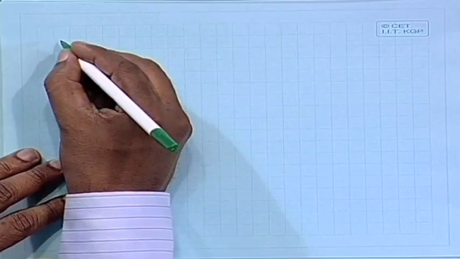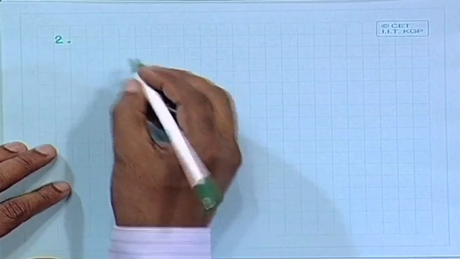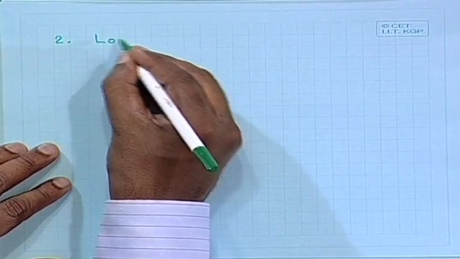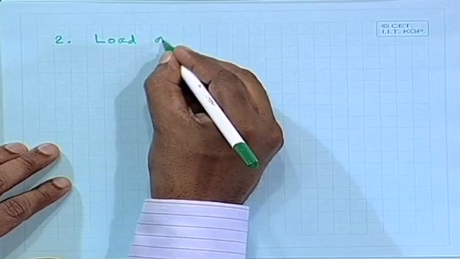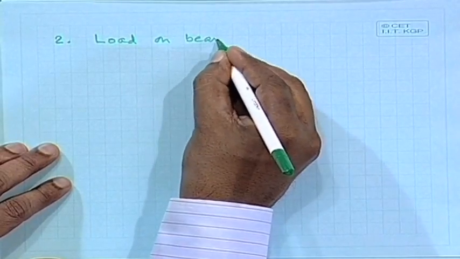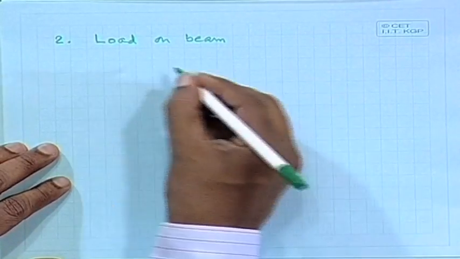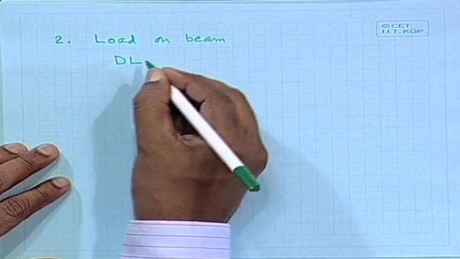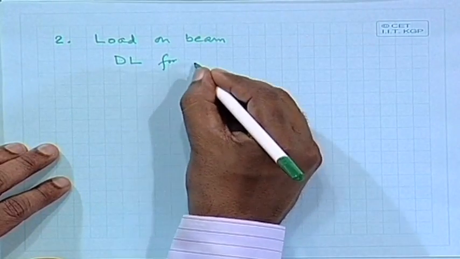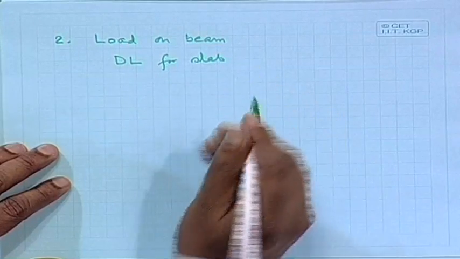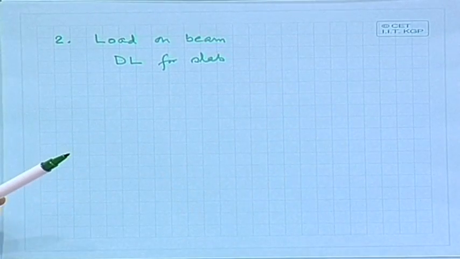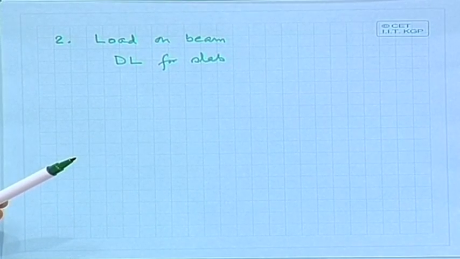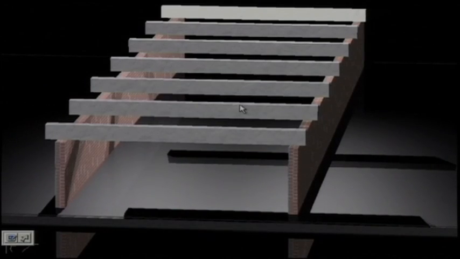Number 2, what about the load on beam? Let us say the dead load for slab. So, for an individual beam, we are taking say one middle one.